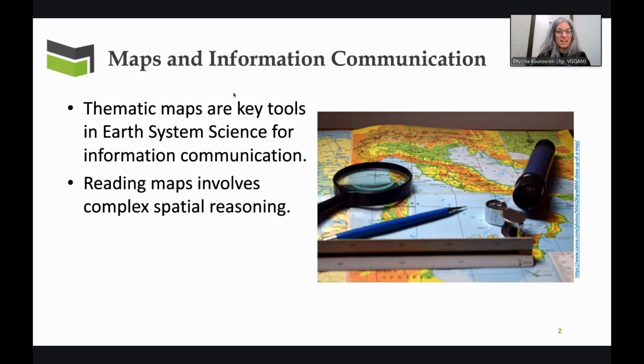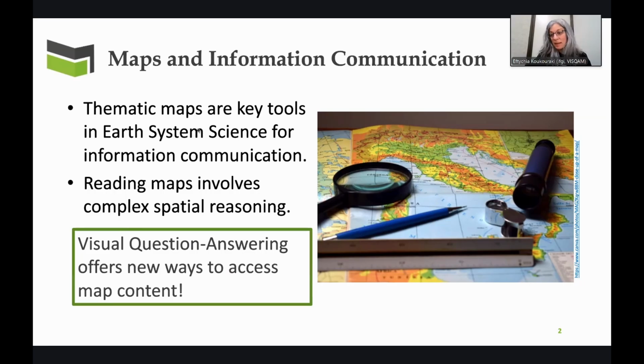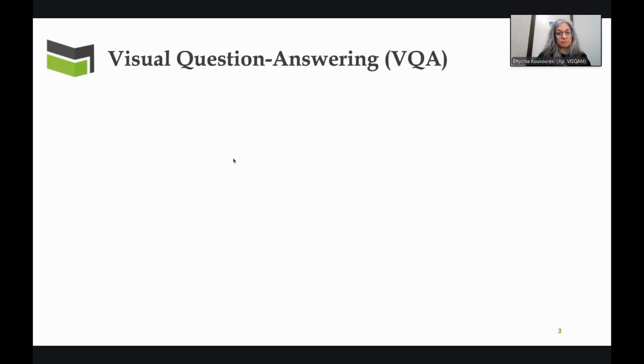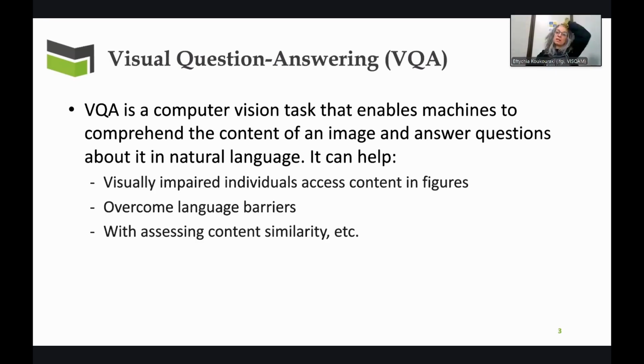So the inspiration for this project was that maps are key tools in Earth system science for information communication, and that map reading involves complex spatial reasoning. And with the latest advancements in computer vision, such as visual question answering, we now have new ways to access map content. And what is visual question answering?